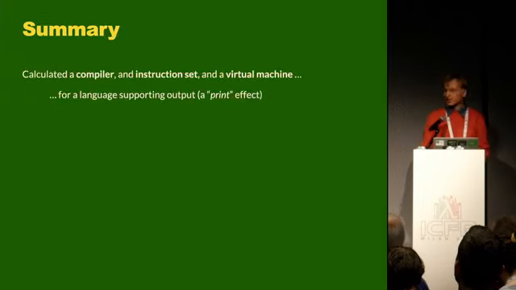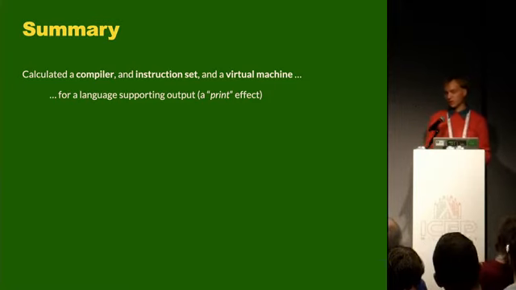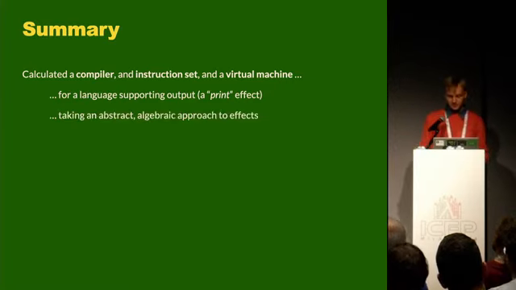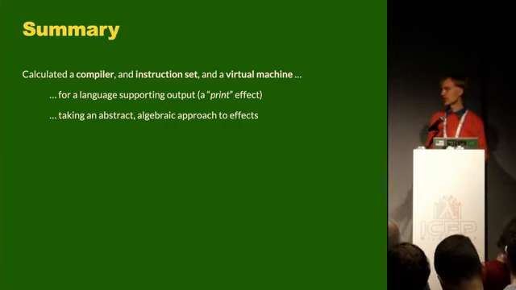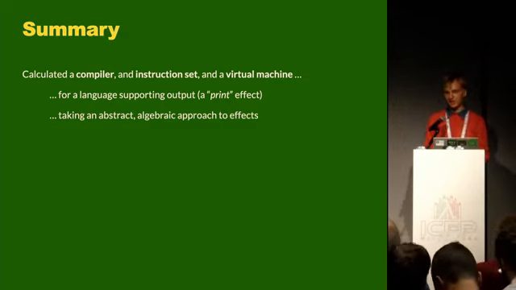And so, yeah, in summary, what we've done really is that we've calculated a compiler, we've calculated an instruction set, and we've calculated a virtual machine for a language with output, so with a print effect. And we've got these things for free, so we know that by definition they're correct. There's no need to write a proof post hoc because it's guaranteed correct by construction. We've taken this algebraic abstract approach to effects, which has let us interpret the outputs of these things in any way we want. And actually, there are a lot more examples of the interpretations in the paper. There are some quite interesting ones, especially for the other effects.